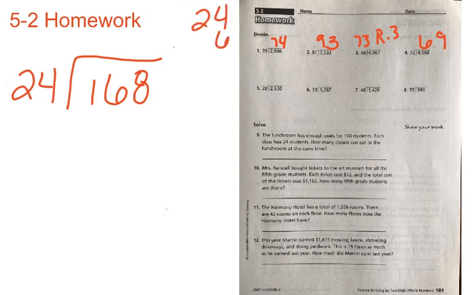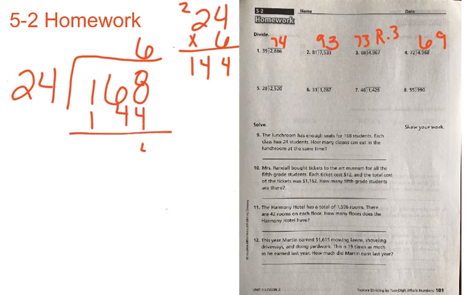So 24 times 6. 6 times 4 is equal to 24. Put down your 4, carry your 2. 6 times 2 is equal to 12, plus 2 is equal to 14. And so that's going to get you very close. So we'll put our 6 up here, and we're going to subtract 144. 8 minus 4 is equal to 4. 6 minus 4 is equal to 2. Ooh, and 1 minus 1 is equal to 0.